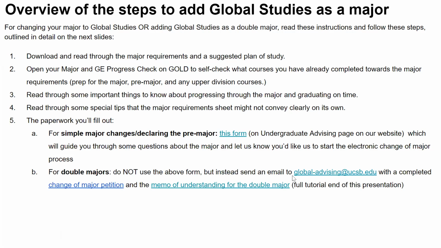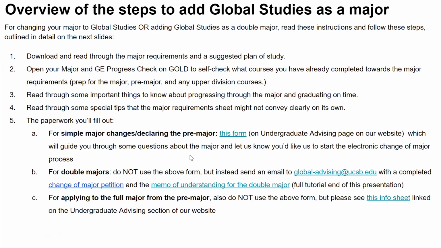You're actually going to send an email to this email address with a completed change of major petition. You can do it by a scanned PDF that you fill out, or you can print it and fill it out. If campus is open and functioning, you could bring it to the office or send it to us over email, whatever works. And the memo of understanding for the double major will give you a full tutorial towards the end of this presentation, but we do recommend that you watch the main presentation as well, because it will show you the basics of change of major.